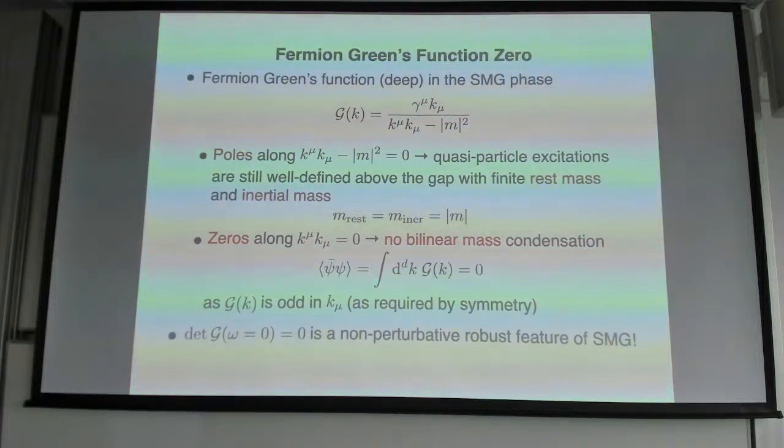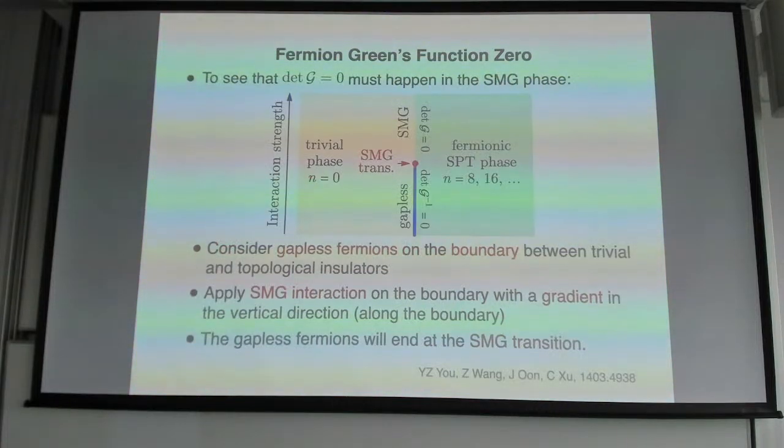And the excitation gap, which is the rest mass, is also equal to the inertial mass in this case because this Green's function respects the Lorentz symmetry as well. So that's our understanding of the fermion Green's function in the SMG phase. And it turns out that the existence of zero in the Green's function is a very robust non-perturbative feature of SMG. It can be used as a basic smoking gun evidence for SMG.